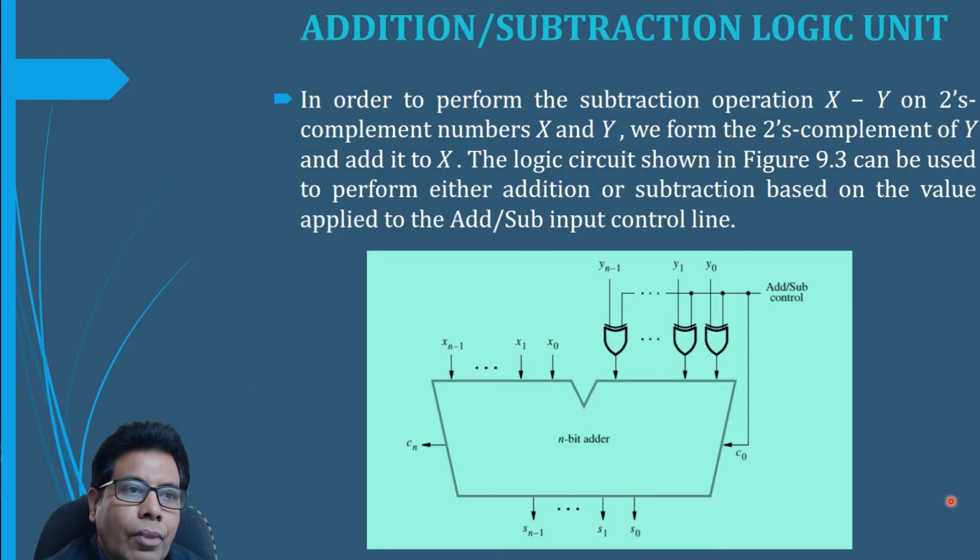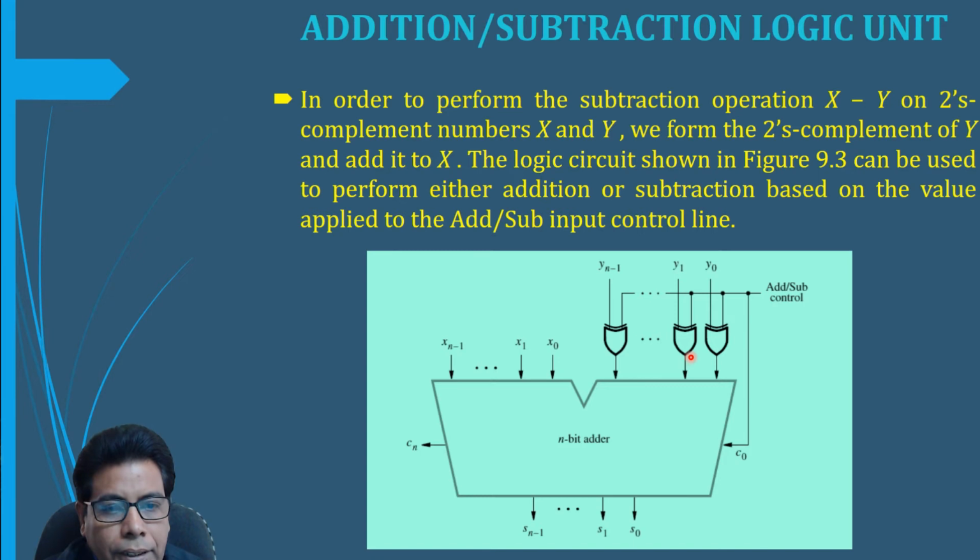Then the addition subtraction logic unit, here we are showing the diagram for this. In order to perform the subtraction of the numbers x and y, we form the 2's complement of y and add it to x. So the logic circuit here can be used to perform the addition. Here we have the add sub control that is used for each of the inputs to the XOR gate, and this is the carry in c0.